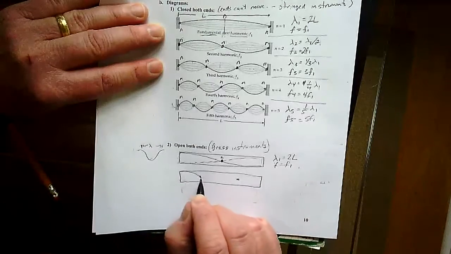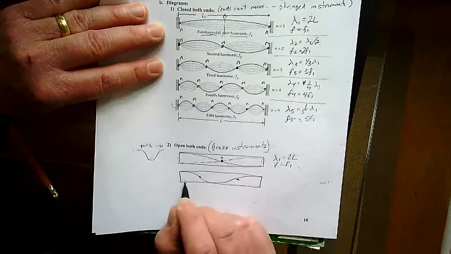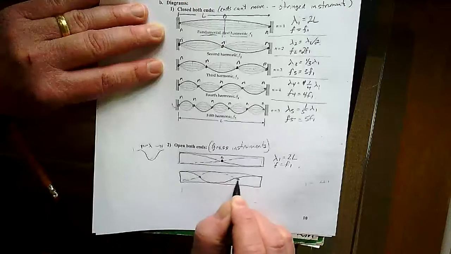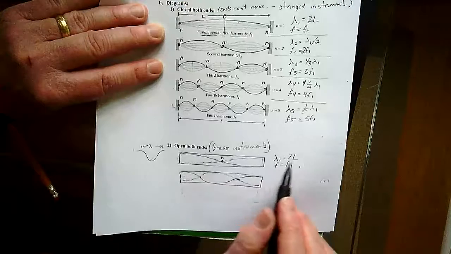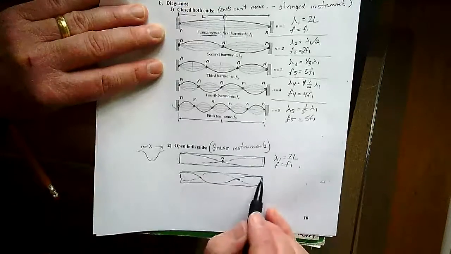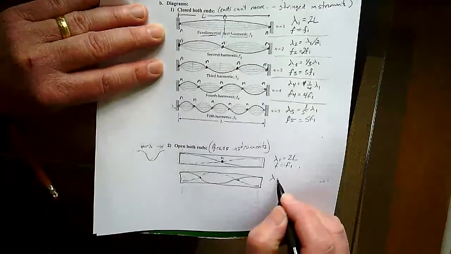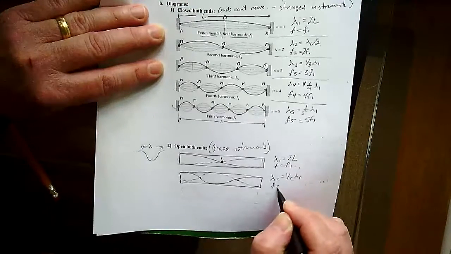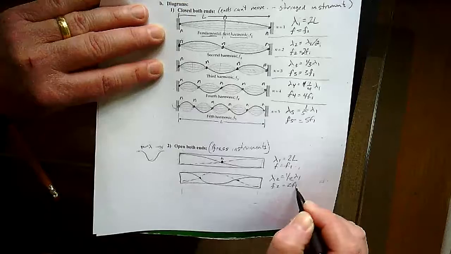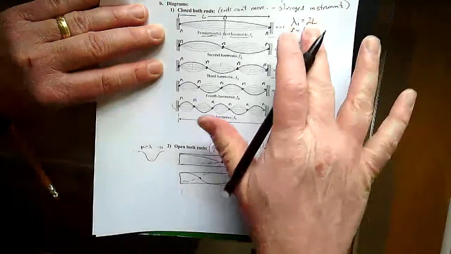And this is going to look like this. And like so. And now here, the wavelength was way over here at 2L. Now the wavelength is just the length of the thing. So wavelength 2 is half wavelength 1, and frequency 2 is equal to twice frequency 1. The same thing that we saw up here.